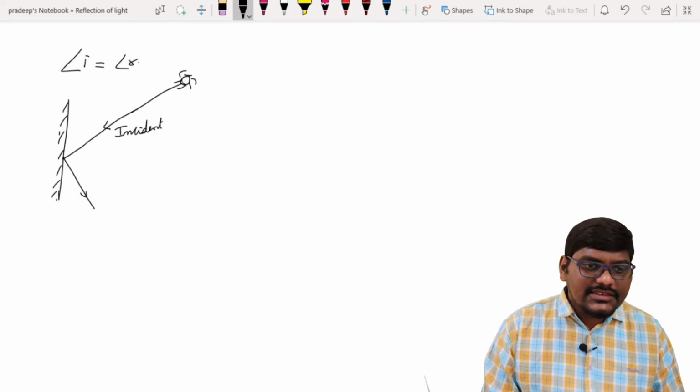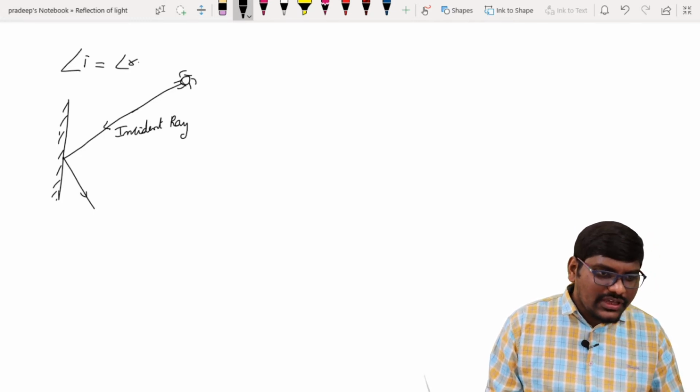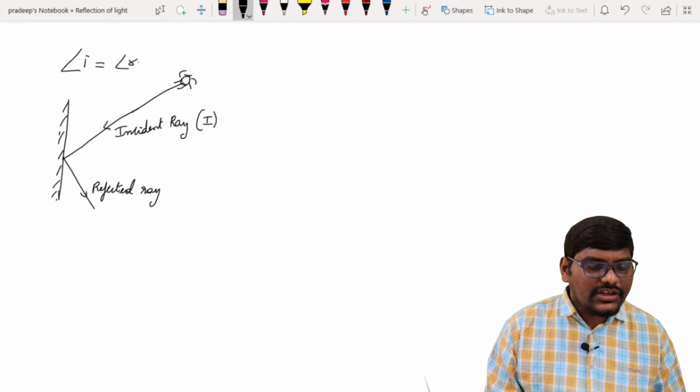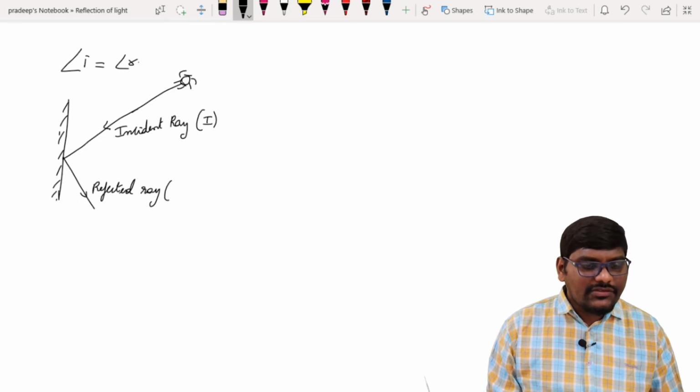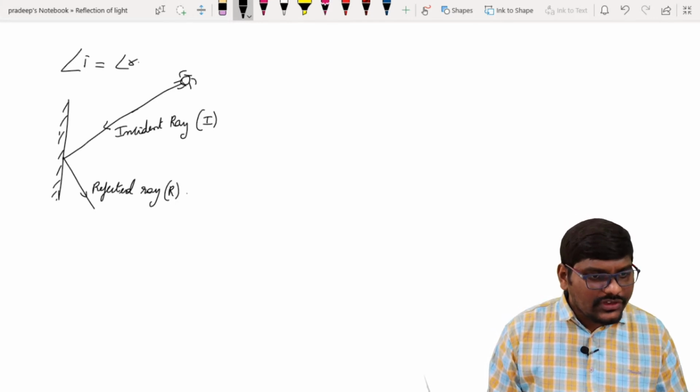So we'll say incident ray. The ray which is touching the mirror and going away, this particular ray we will say as reflected ray. Okay, so incident ray we can simply notate with I, and reflected ray we will just notate with R.